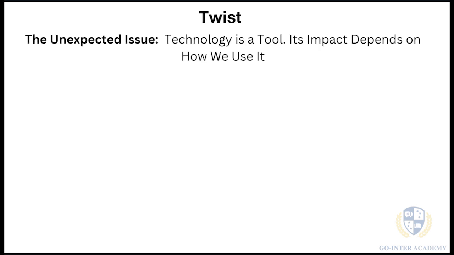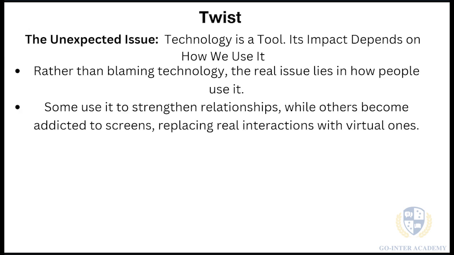Now that we've finished writing the details, it's time to go to the twist paragraph, where we will go beyond both sides and show critical thinking. In this paragraph, we're going to introduce the idea that the real problem isn't the technology itself, but how we use it. So this is how we write it. Rather than blaming technology, the real issue lies in how people use it. So this flips the focus from the tool to the user. We're no longer blaming the technology, but we're taking responsibility for how we use it.